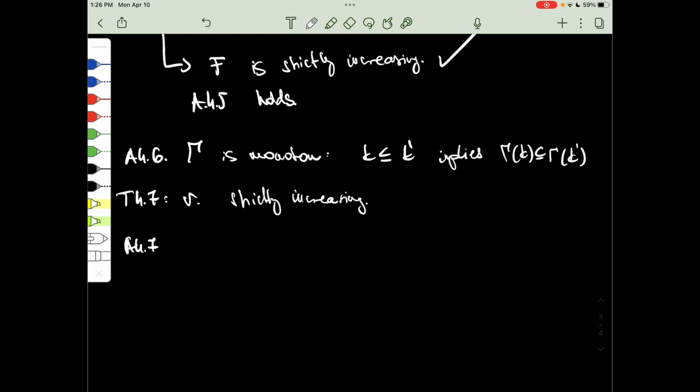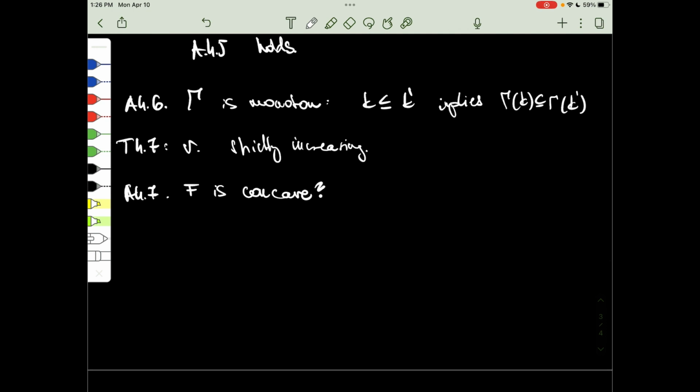Assumption 4.7, F is concave. We have many ways to prove that a function is concave, one of which is the Hessian matrix, but trust me, it doesn't work here, so we cannot substantiate that F is strictly concave. So we need another strategy.